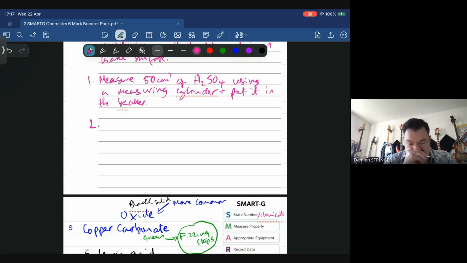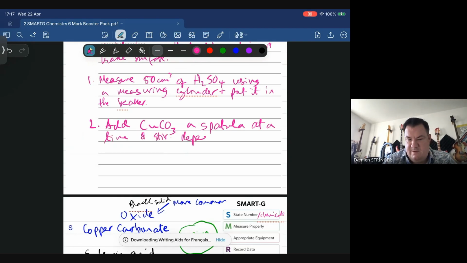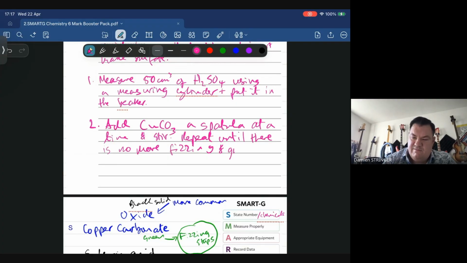Number 2, we're going to add the copper carbonate, a spatula at a time, and stir. Repeat until there is no more fizzing and green powder remains.